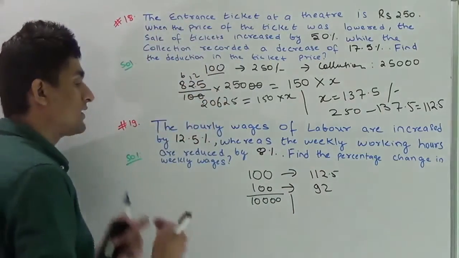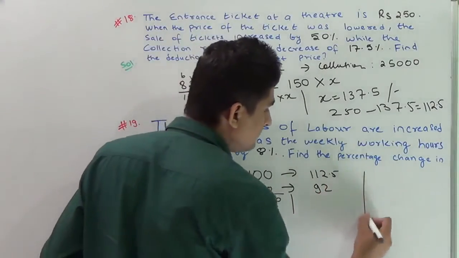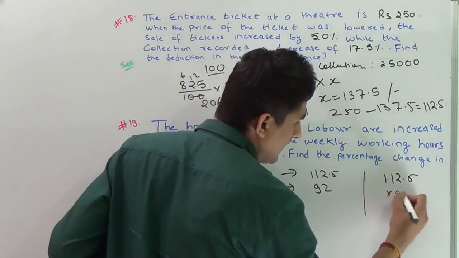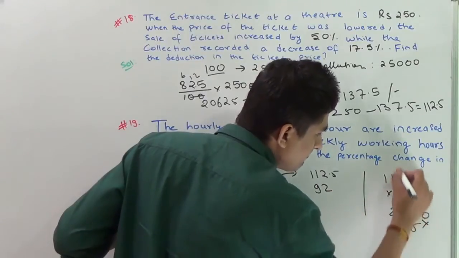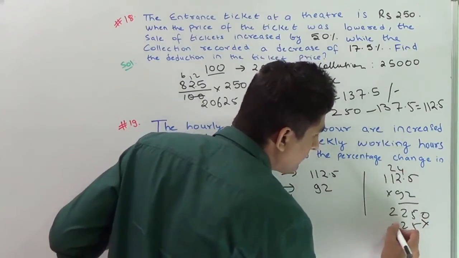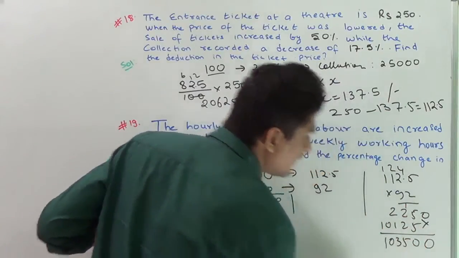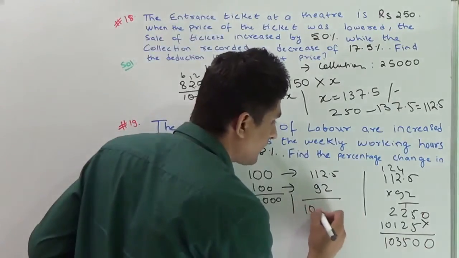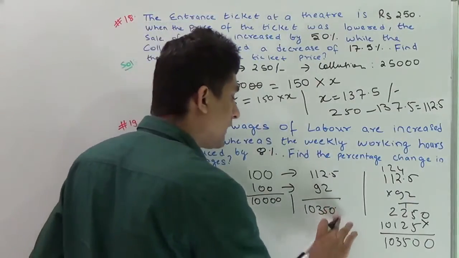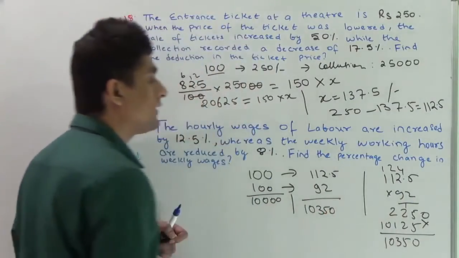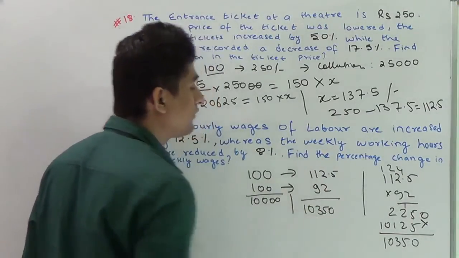I have solved this question by general value substitution because no fixed value was given in the question. I calculate this value. So now the weekly wages of the labor is 10,350 rupees, because 350 rupees will come extra. The weekly wages of a labor is 10,350 rupees.